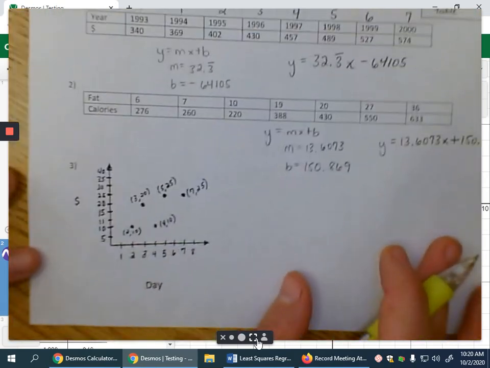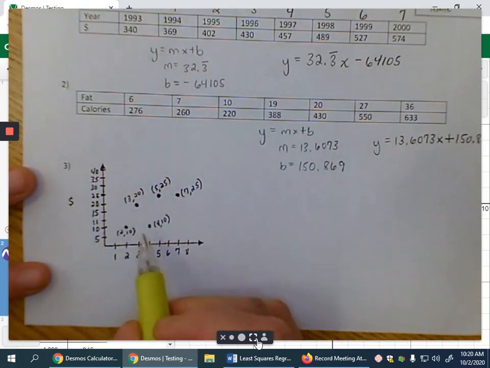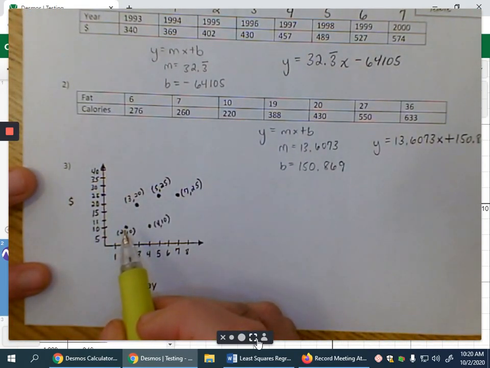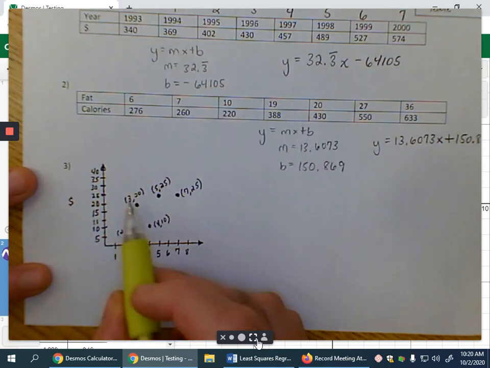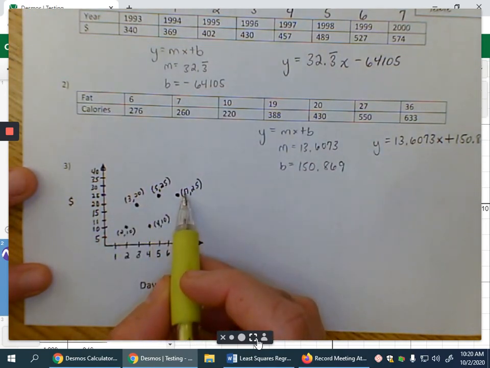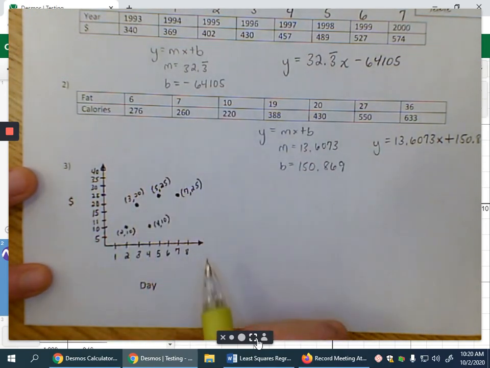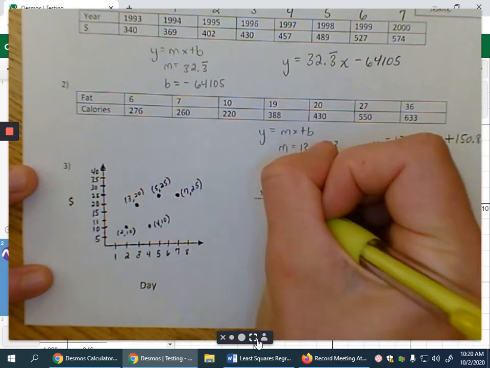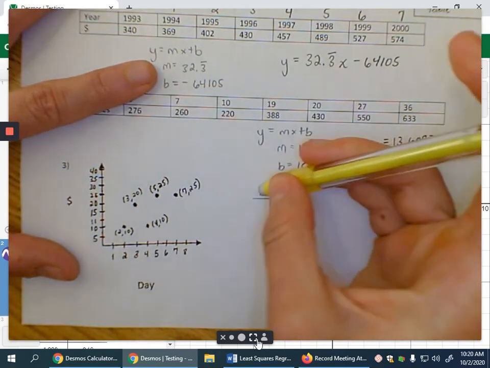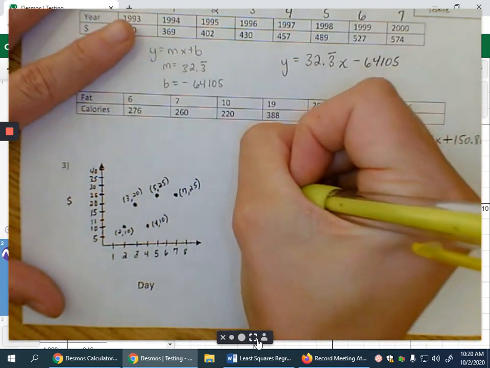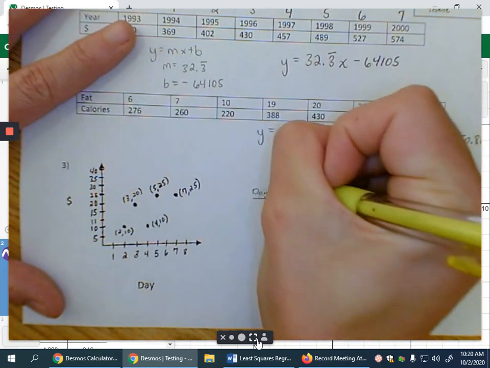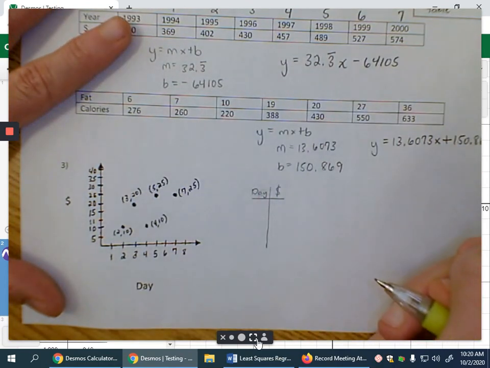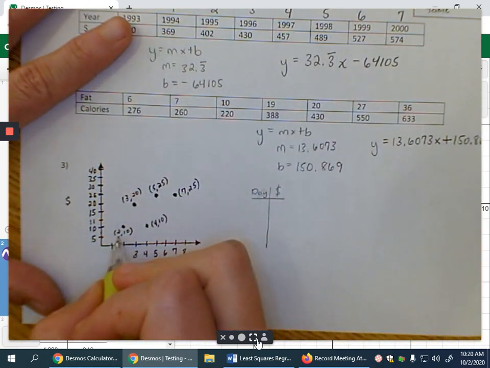So we got 210, 320, 410, 525, and then 725. So maybe this is how much money I made each day, okay? So then I go back to my Desmos. Sorry, it's on a delay here. And then I type that table in, okay?